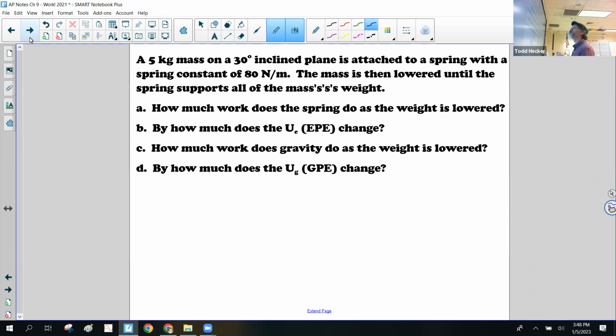All right. So let's do an example with a spring here. We are going to need some more room.